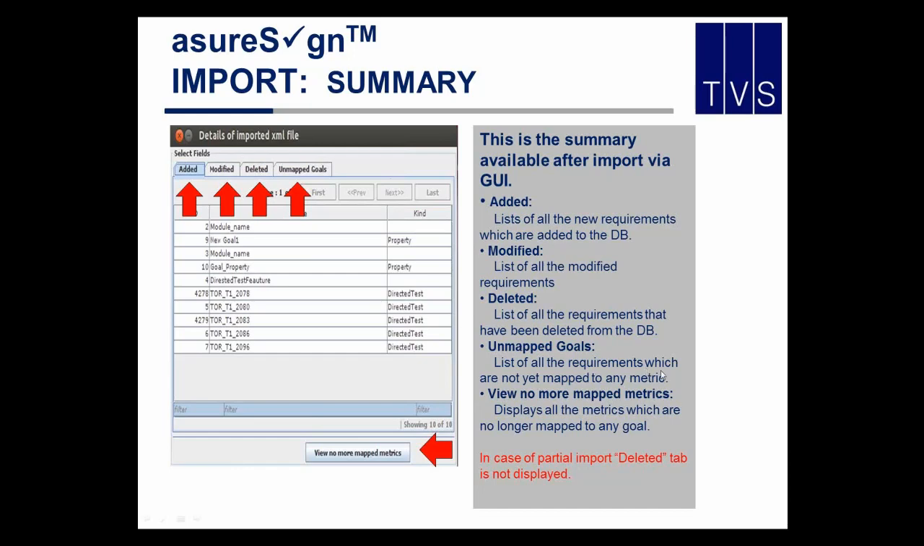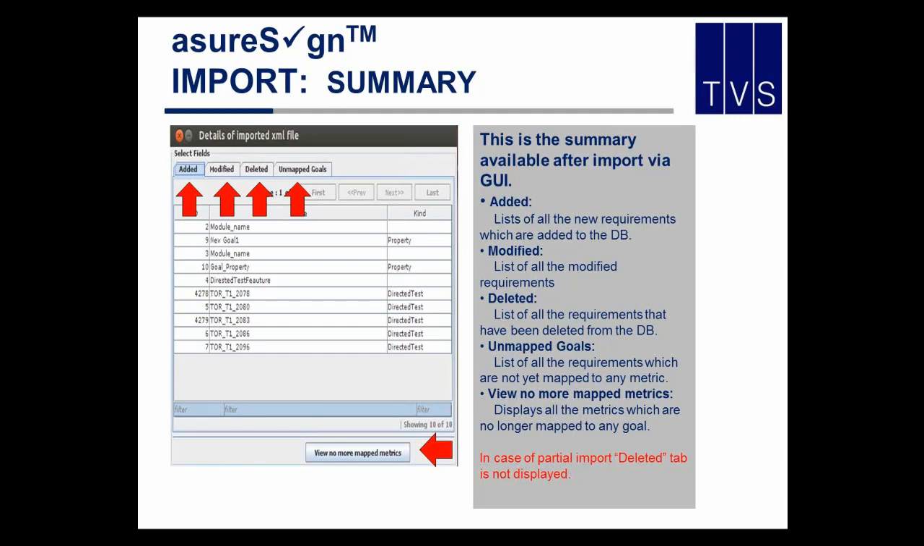So unmapped goals is the list of requirements which are not yet mapped to a metric. This means that you've got a new requirement and you haven't got a test for it yet, so you planned a new test. Unmapped metrics displays all the metrics that are no longer mapped to a goal. So these are essentially all the ones that you don't need to run in this latest product.